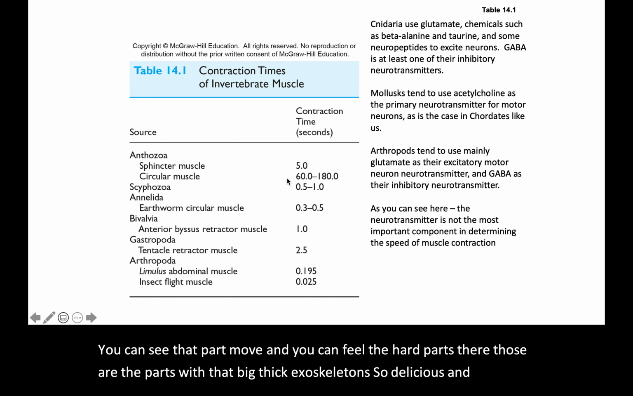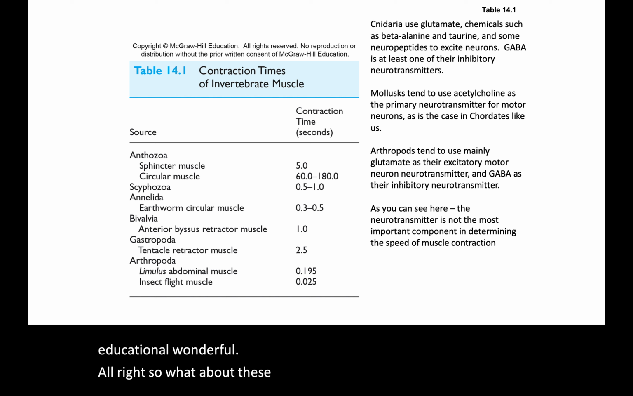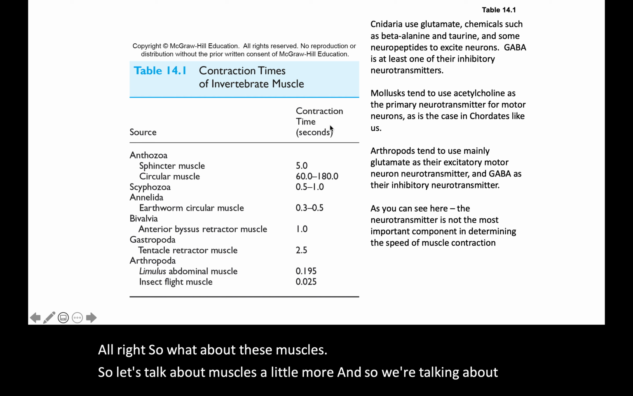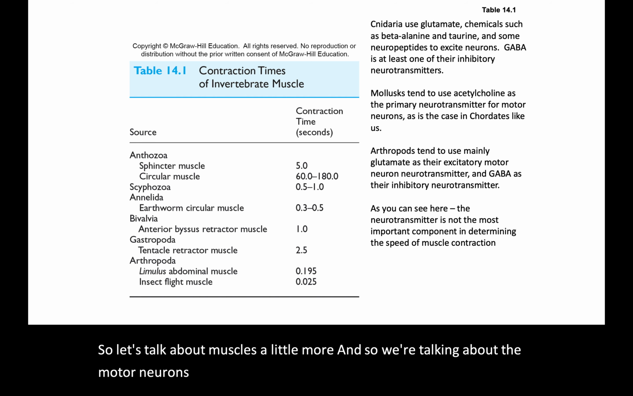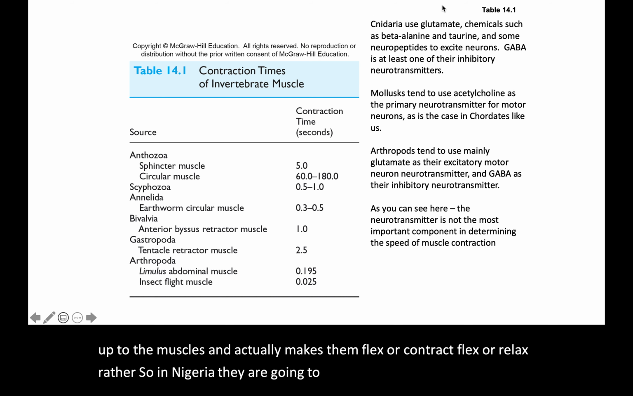Wonderful. All right, so what about these muscles? So let's talk about muscles a little more. And so we're talking about the motor neurons. Motor neurons are going to be the ones that connect up to the muscles and actually make them flex or contract. Flex or relax, rather.